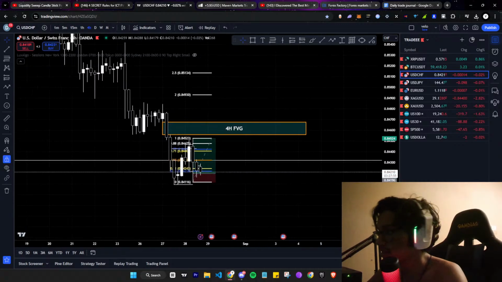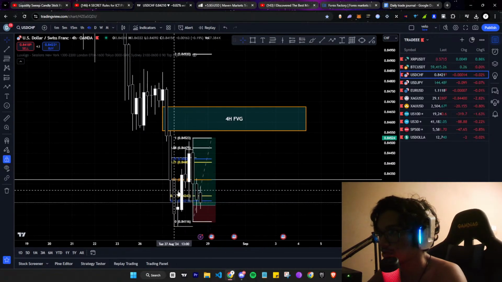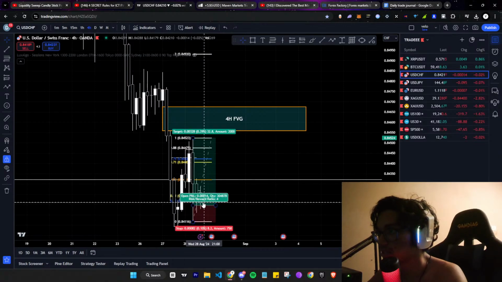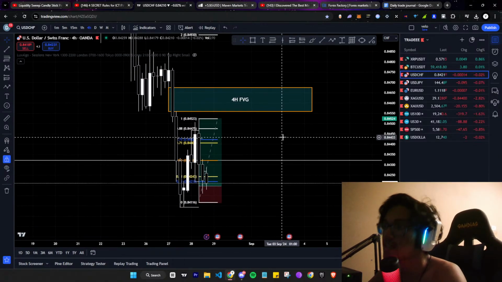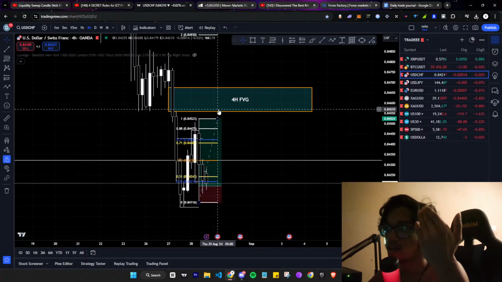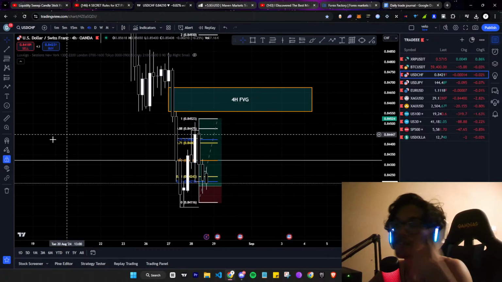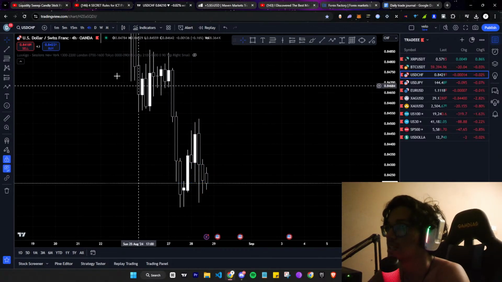So yeah, you can see that this fair value gap has been rebalanced, and this is what it's testing, and then we would go higher. So I have confidence in this trade, and I know that we will hit this 4-hour fair value gap as my target profit. Easy. So I wouldn't hesitate to take this trade.